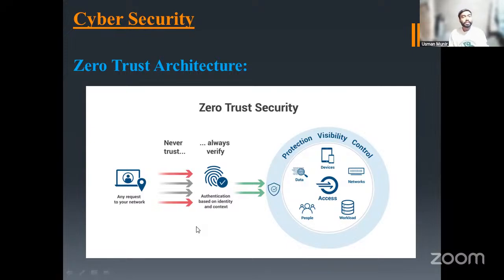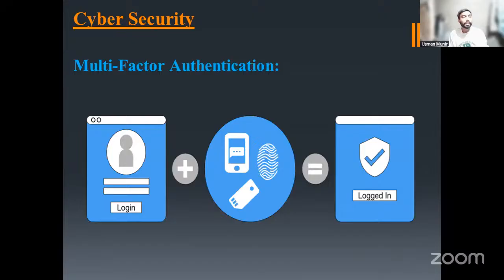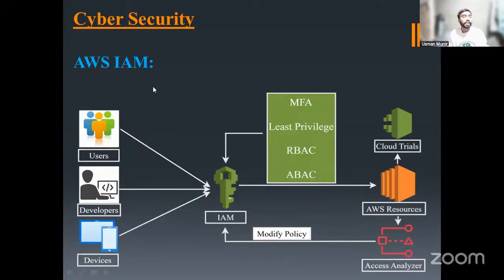So zero trust means never trust, always verify. We will verify any data, devices, network, people, or workloads which access our system. And multi-factor authentication, like biometrics, access card, password, etc. So AWS Identity and Access Management services are used here when people, developers, or devices access.